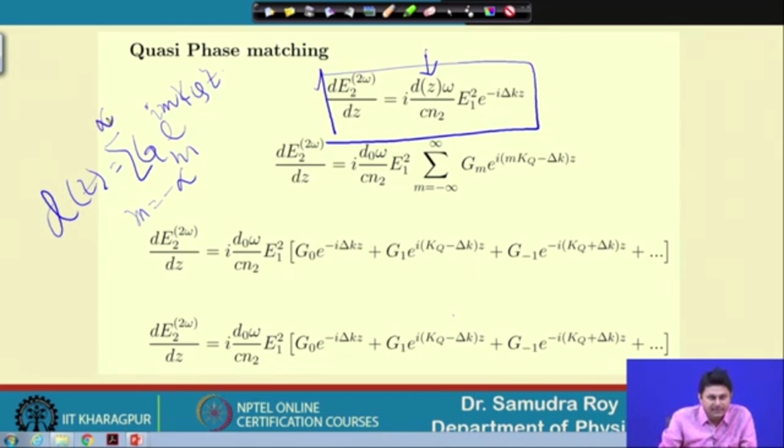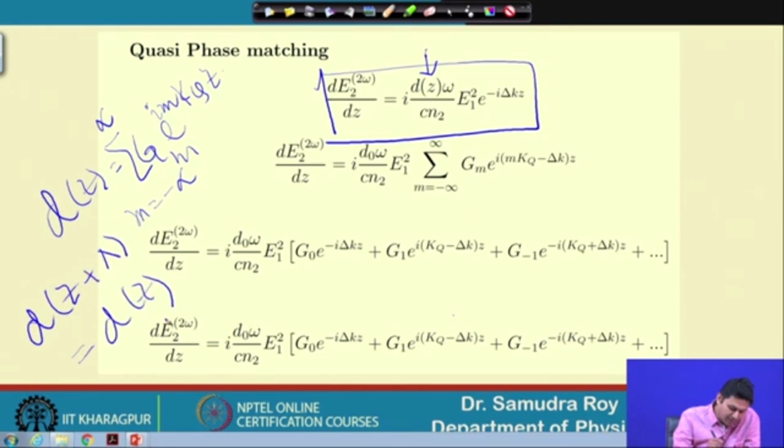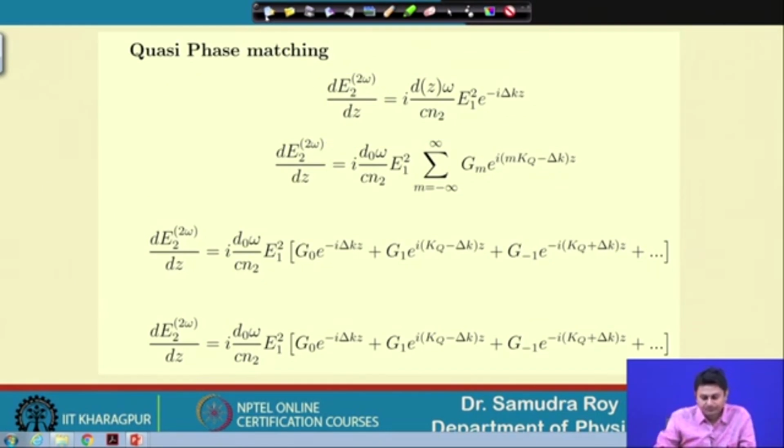Once we write this d(z), we have a relation which suggests that over a period lambda, d has the same value. Since we have this condition, I can write d in this particular form, which we already proved in the last class. If we use this value of d here, then in total we can write it as G_m e to the power i (m k_q minus delta k) z, because of this minus i delta k term, and the sum over m.